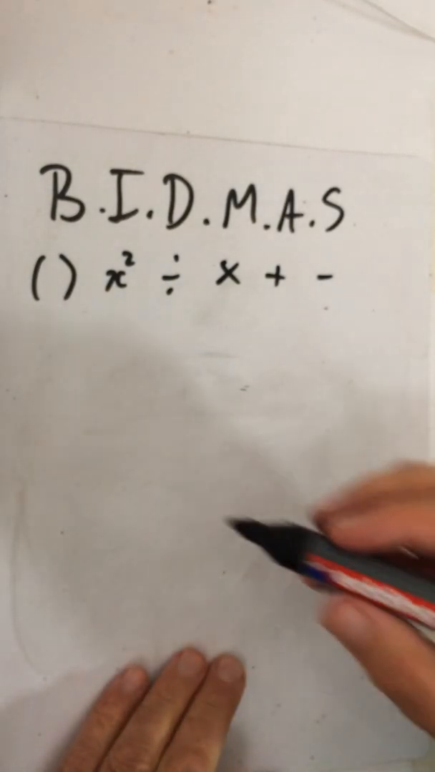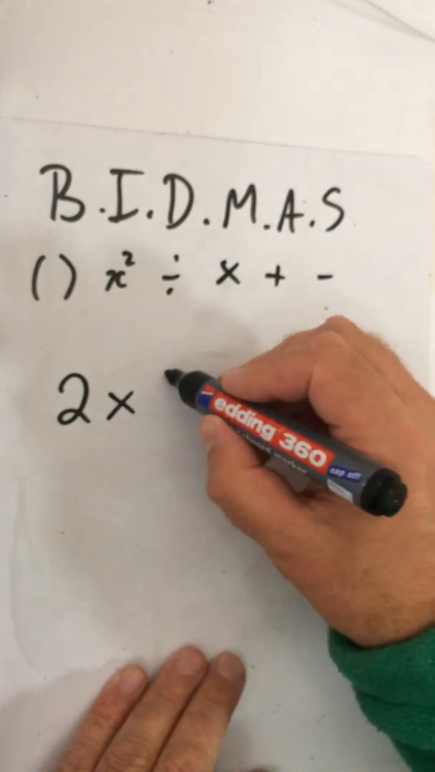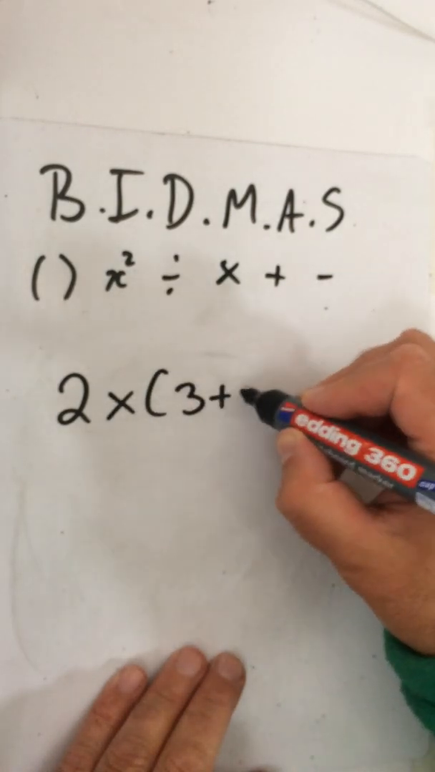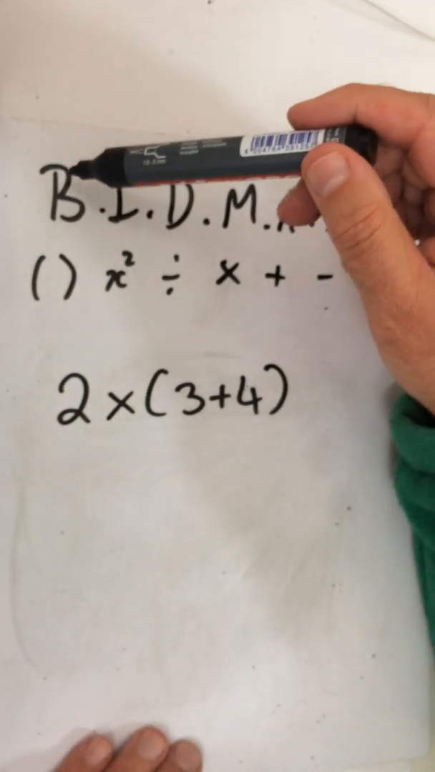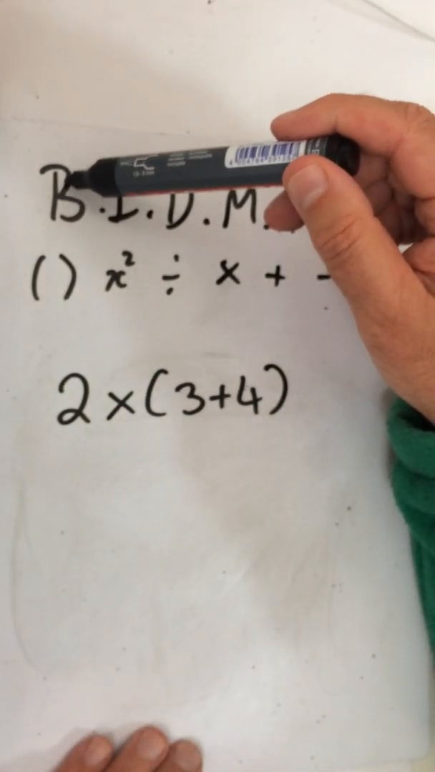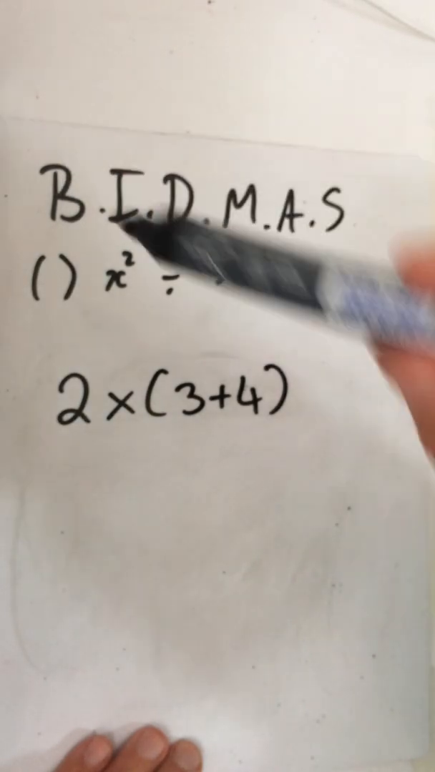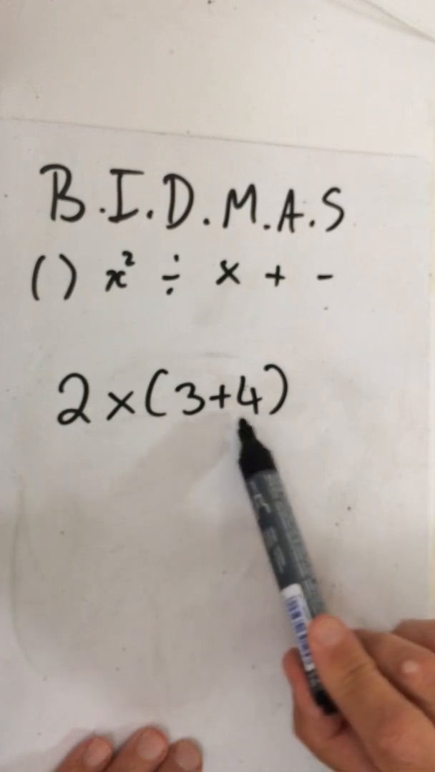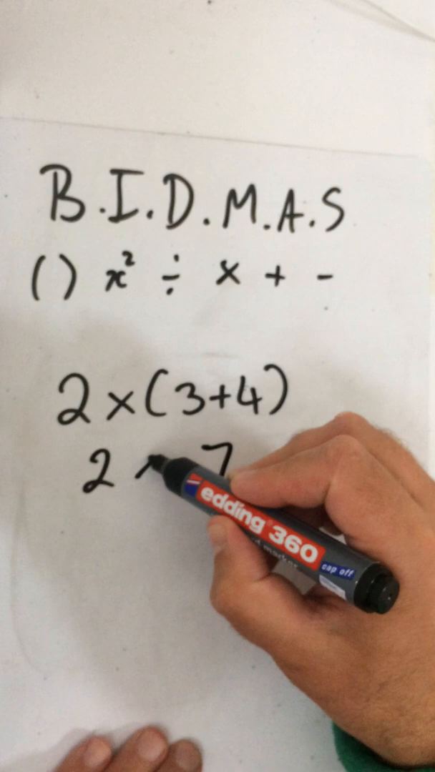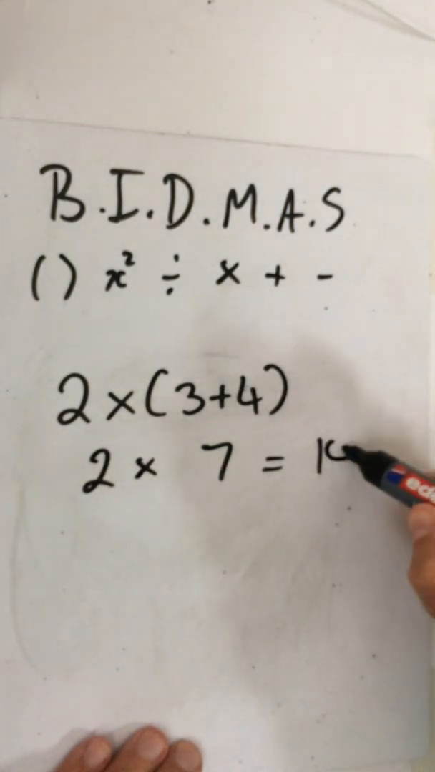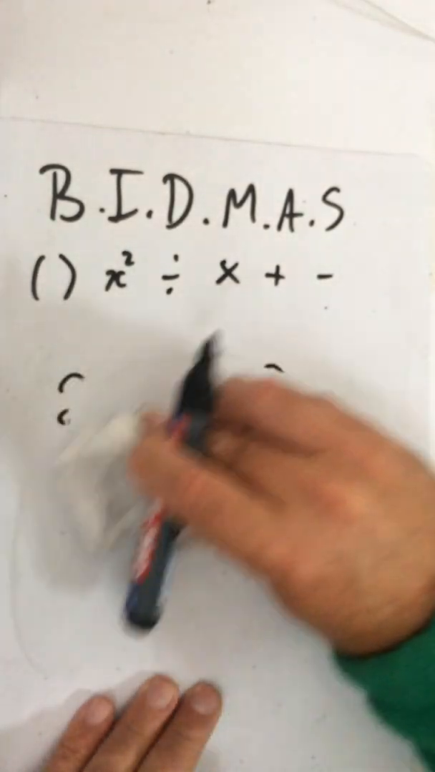So let's have a look. If we've got something like 2 times 3 plus 4, in brackets. Now, BIDMAS tells me I have to work out the brackets first, okay? Brackets first. And this is really important to remember. So whenever I see a bracket, I'm going to work that out first. 3 plus 4 is 7. The rest stays the same. 2 times 7, 14. Okay. BIDMAS tells me I always must do the brackets first.